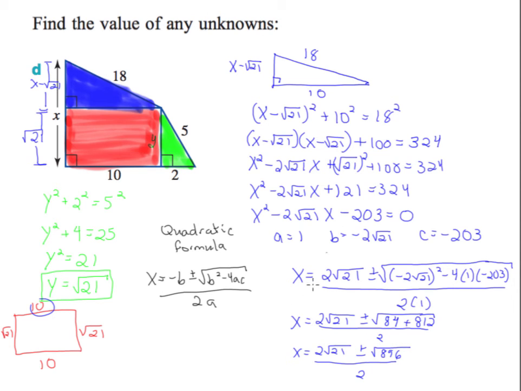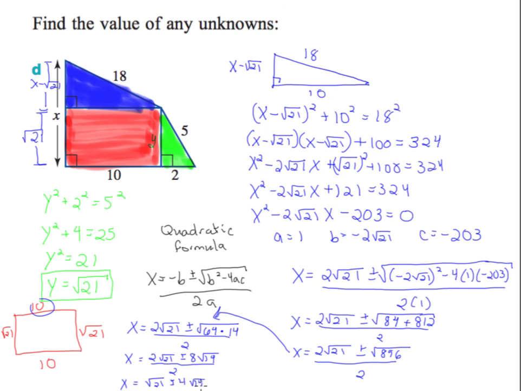Now I know the square root of 896 can also be broken down. I can rewrite that as 64 times 14. 64 is a perfect square, so that's 2 square root of 21 plus or minus 8 square root of 14, over 2. Now I can take out my GCF of 2 from the top and cancel it with the 2 from the bottom.